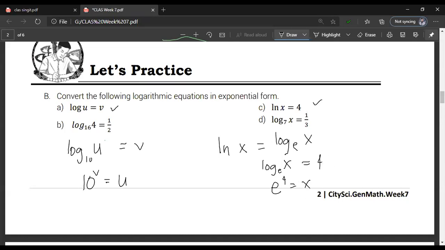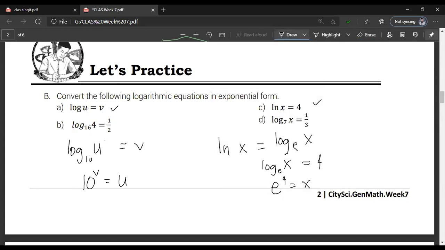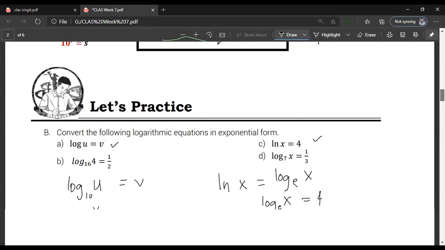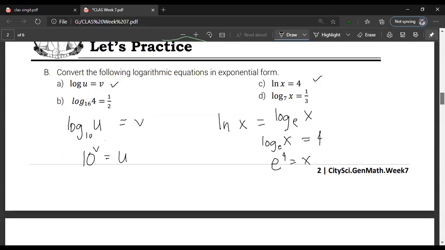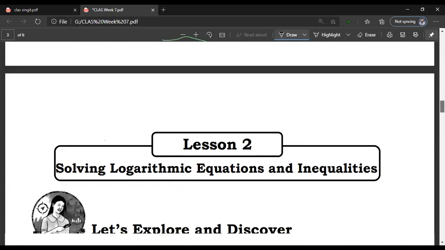So, any question on rewriting exponential form to logarithmic form and vice versa? Di ba ang dali? Or do you have any question pala? Baka kasi may confusion. So do you have questions? Okay, so I assume that you have no questions for that topic that we have discussed earlier.